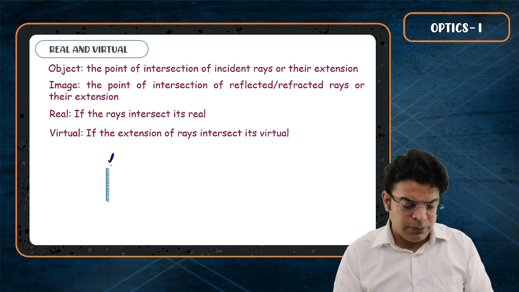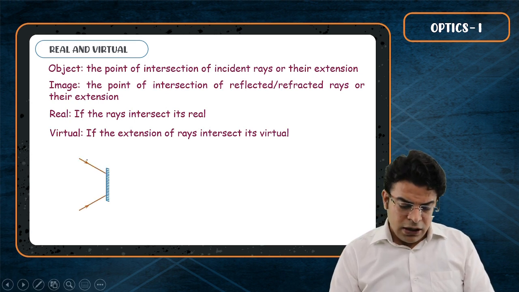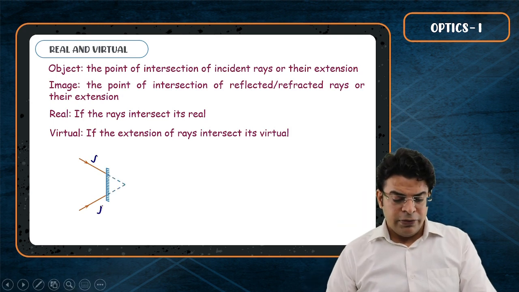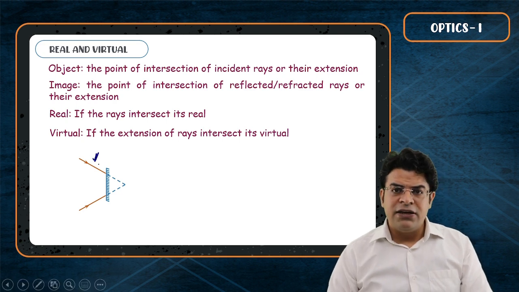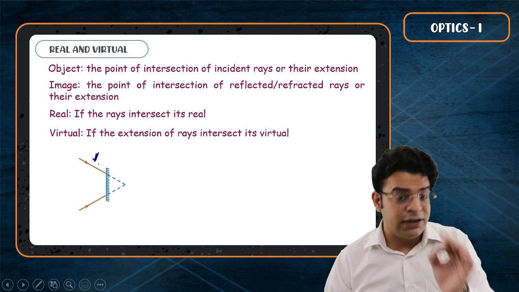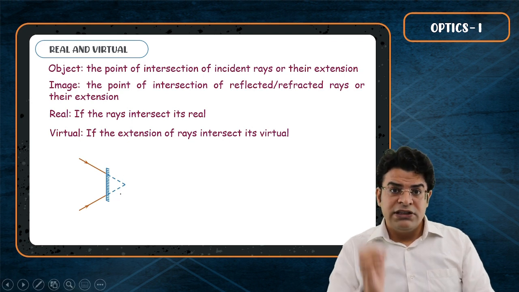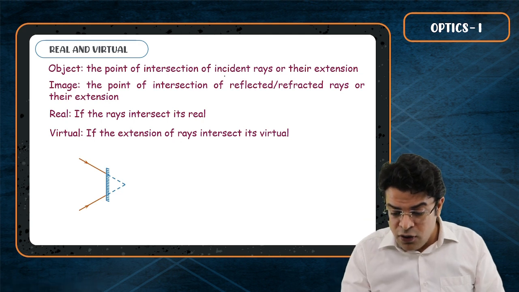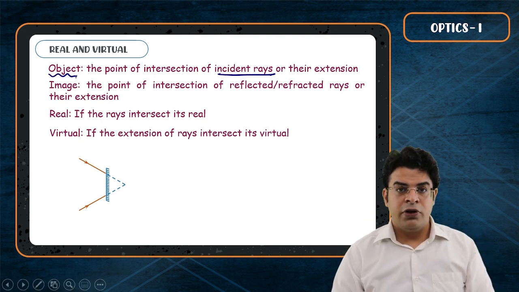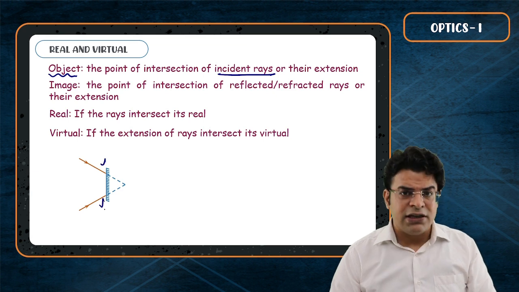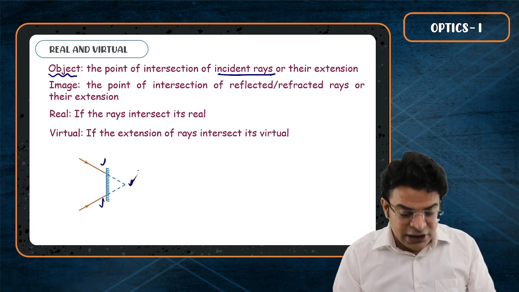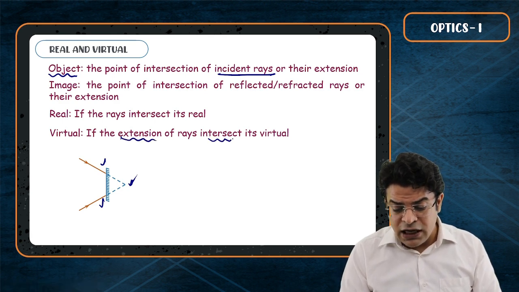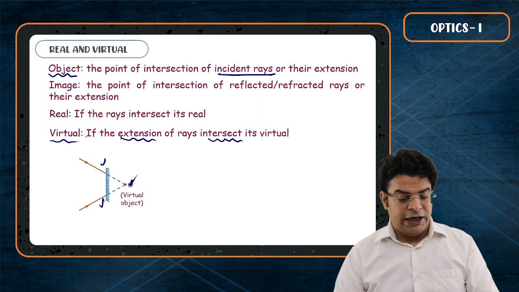Let's say you have got this plane mirror, and let's say a convergent beam is being hit on the mirror. Can you tell me, do these incident rays intersect? No, they do not actually intersect, but their extension does. Since their extension intersect, the point of intersection of incident rays is called object. But are these rays actually intersecting? No, sir. Their extension is intersecting. So you will say that since the extension of the rays are intersecting, this is a virtual object.